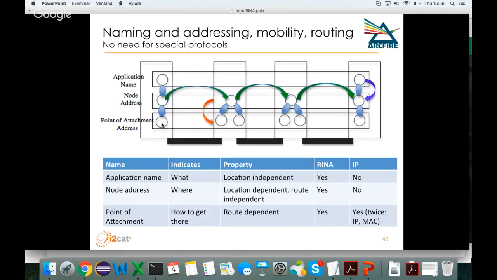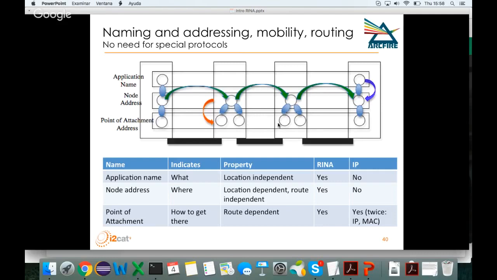And then there is the point of attachment, which you just select at the hop before you as the way to reach this node address. Then routing is a two-step process. You have a sequence of node addresses. So to route from this application to this one, you have to go through 1, 2, 3, 4. And then at each node, you select which point of attachment you will use to reach the next one.